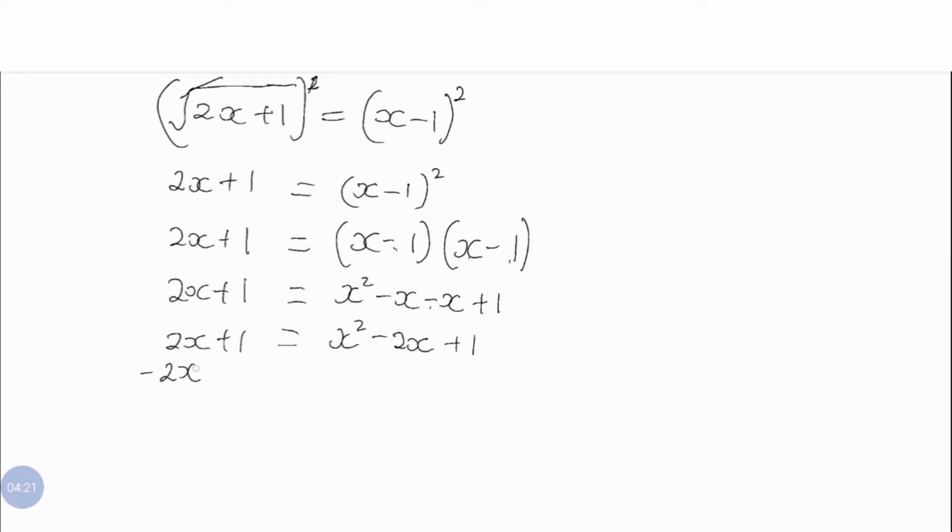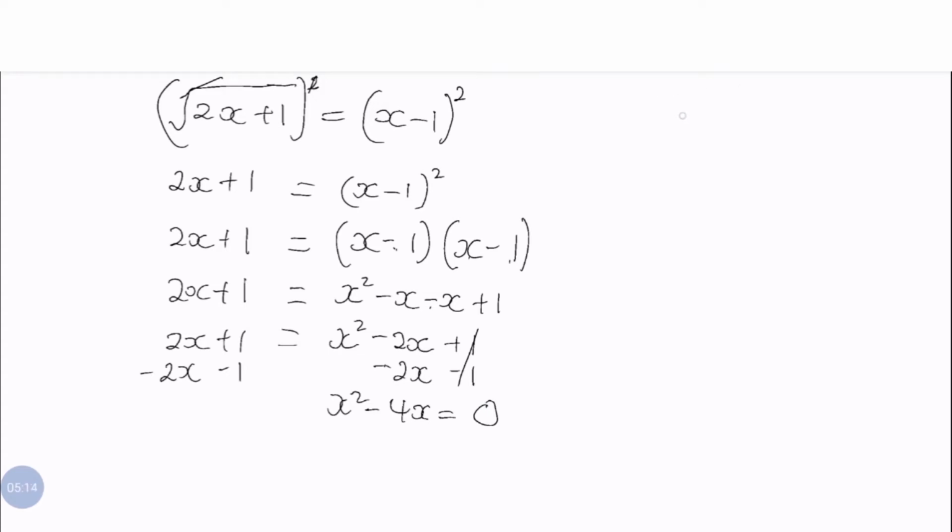We subtract 2x, and we subtract it on this side as well. We have to take the positive 1 by subtracting it too, so we'll have minus 1 here as well. So this will give us x squared negative 2x minus 2x is equal to negative 4x. This will cancel, which means we have x squared is equal to 0.